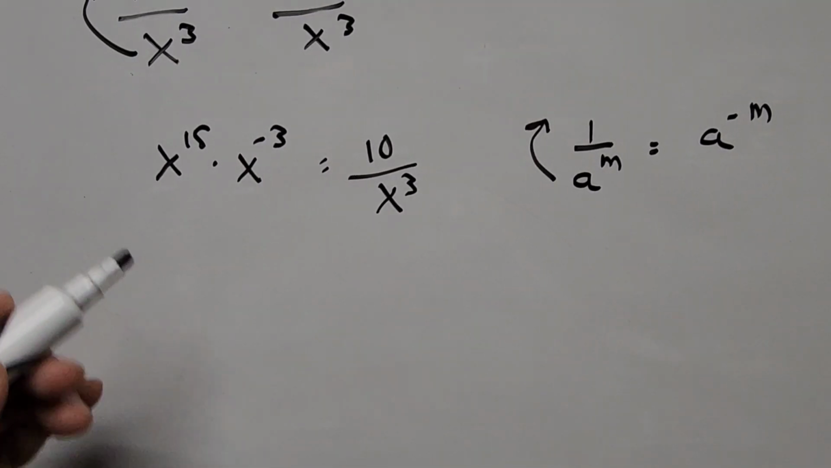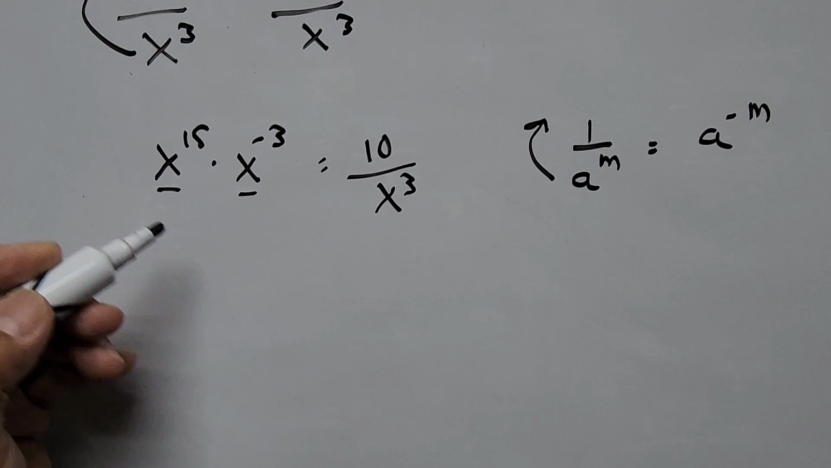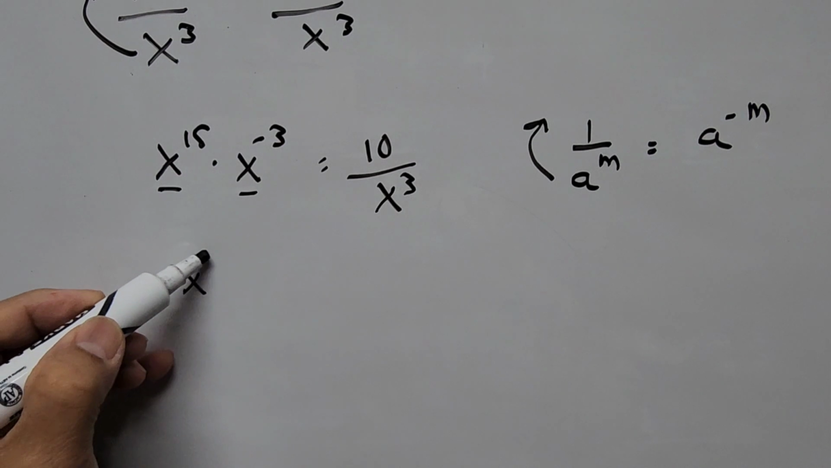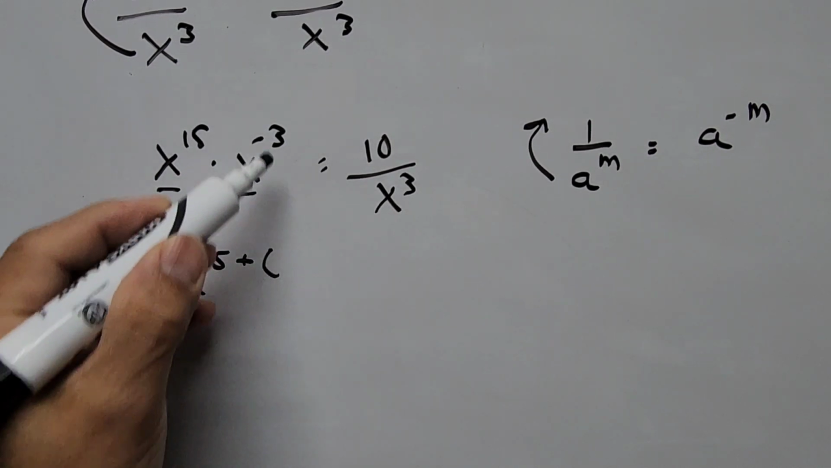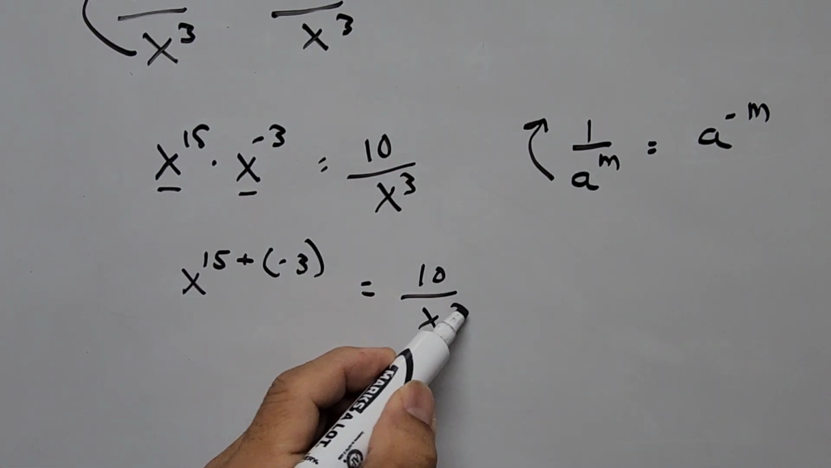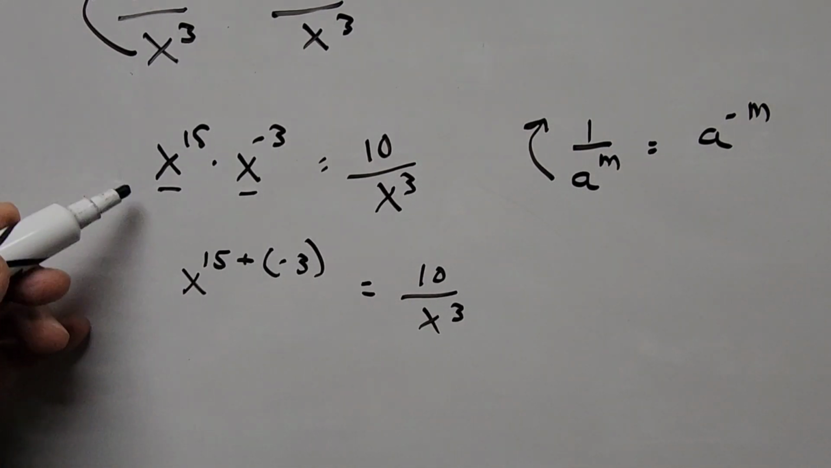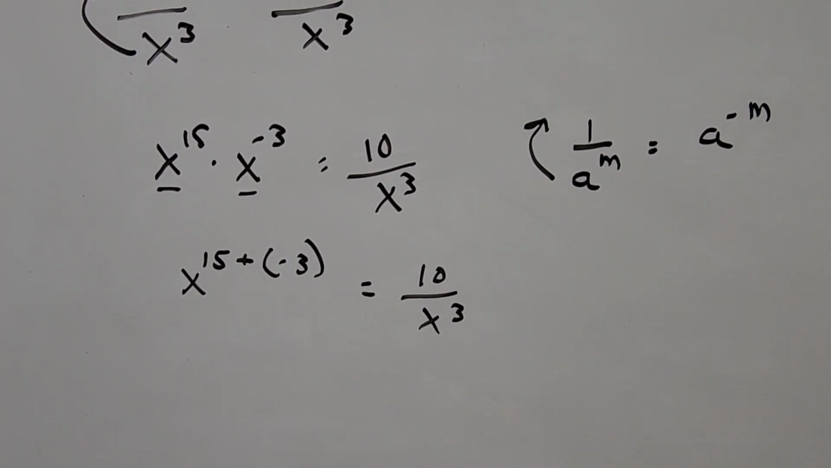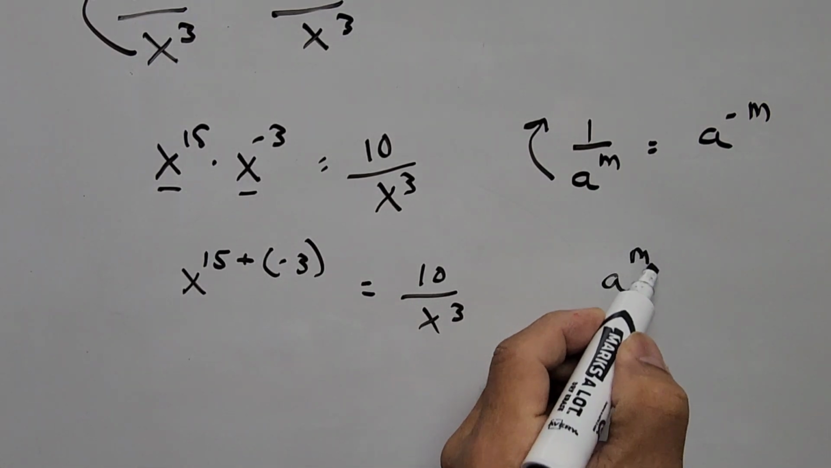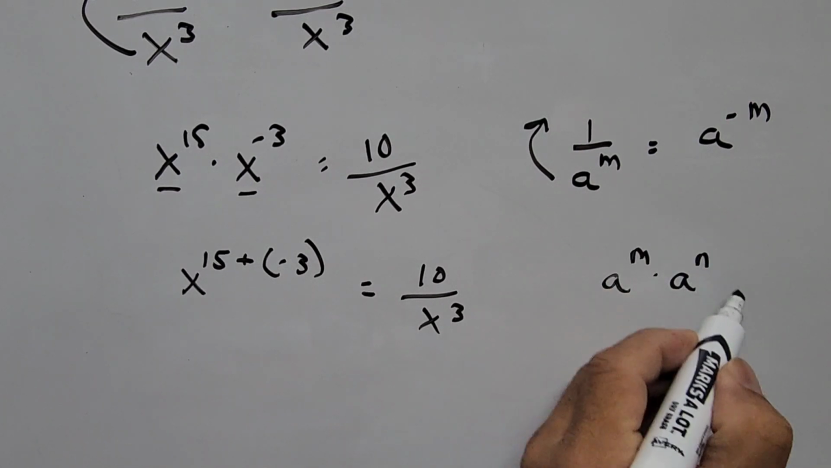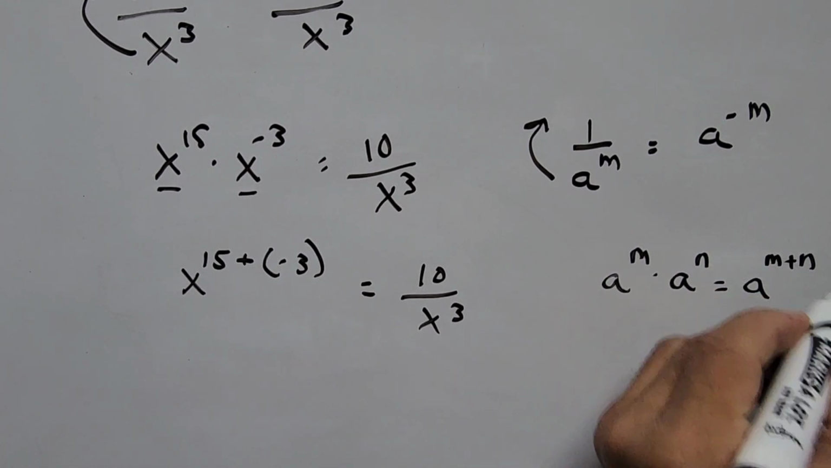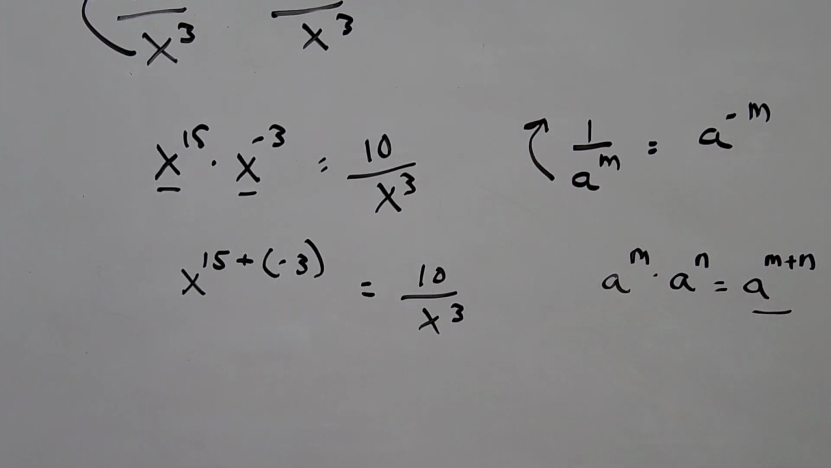So simplifying our equation, they have the same base, so all we have to do is just add the exponents, right? So this is now x to the power of 15 plus negative 3 equals 10 divided by x cubed. Here we have just applied another exponent rule, the product rule: a exponent m times a exponent n is equal to a exponent m plus n. So we ended up adding the exponents.